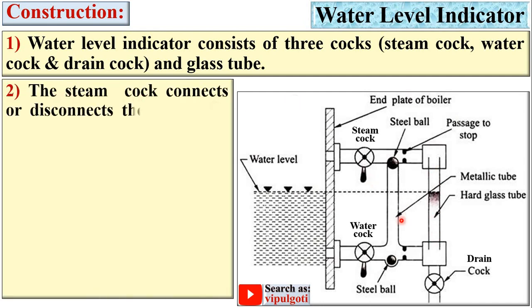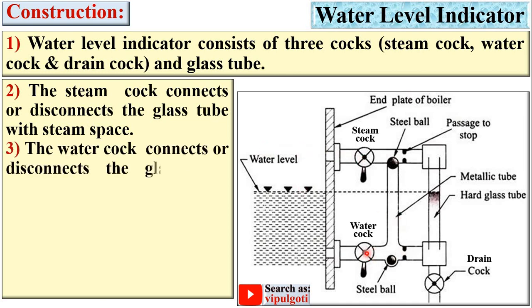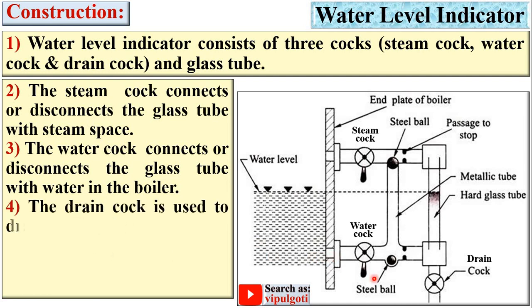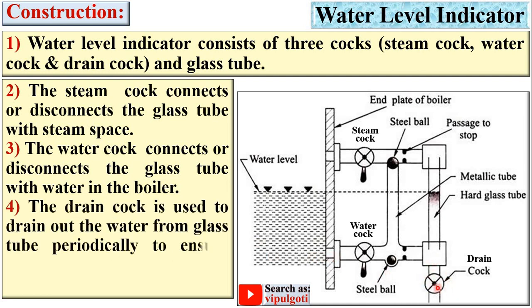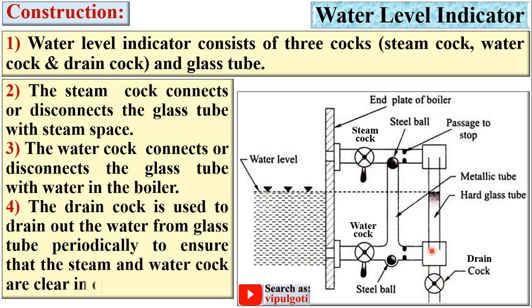The steam cock, that means this cock, connects or disconnects the glass tube with the steam space. The water cock connects or disconnects the glass tube with the water in the boiler. The drain cock is used to drain out water from the glass tube periodically to ensure that the steam and water cocks are clear in operation. That means the passage is clear for the water as well as the steam to flow.